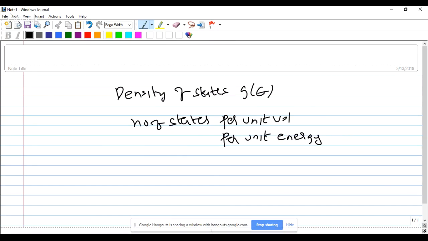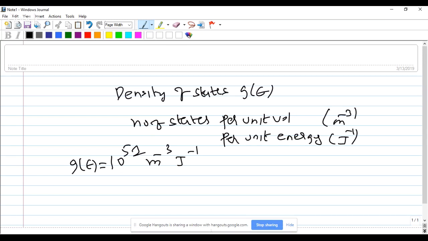So per unit volume gives you per meter cube, that is your SI units. Per unit energy gives you joules. So we normally represent density of states as always per meter cube per joule. And usually for typical metal, density of states can be something like 10 power 50 or 10 power 51. Just some really high number. This is G of E.